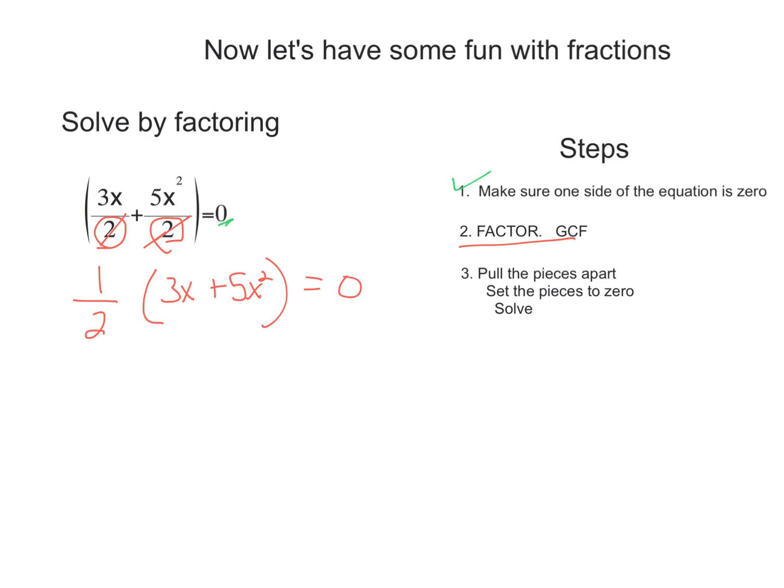Pretty neat, huh? Now, we still have more work to do with GCF because, look, I've got an x and an x squared. So I can take out an x with this. So 1/2 x, and I now have 3 plus 5x equaling 0.